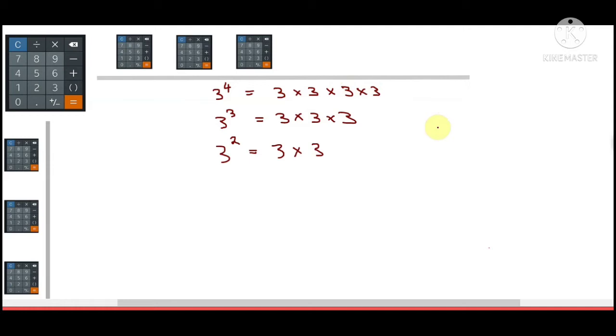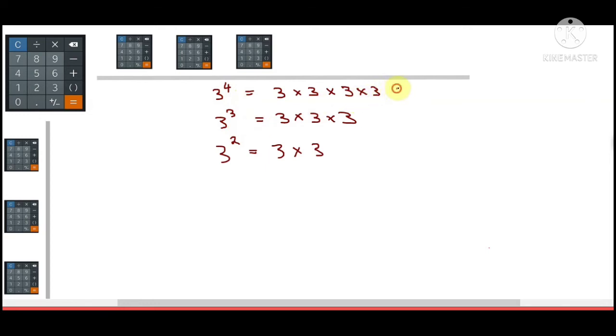Now, what do you notice? There is a pattern, and math is all about patterns and relationships. The pattern is that as we increase the exponent by 1, we are multiplying a 3 to what we had before. Now, what if we were going down and decreasing the exponent value by 1?